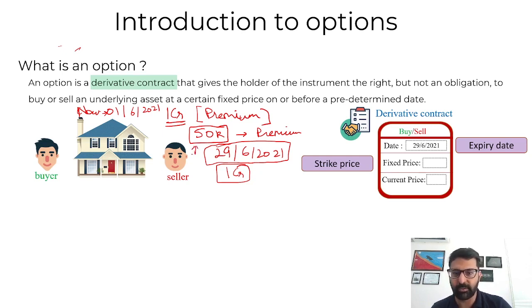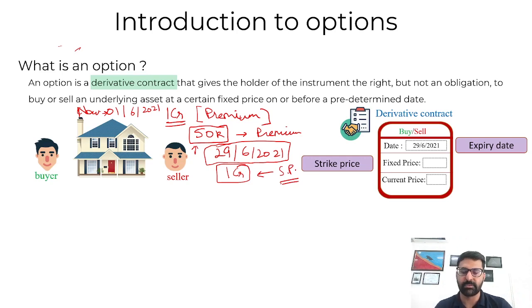Okay. So in a way, if you think about the deal that has happened, this is like a contract, right? Wherein the premium is 50,000, the expiry date is 29/6/2021, and the strike price is 1 CR. So the strike price is 1 CR.